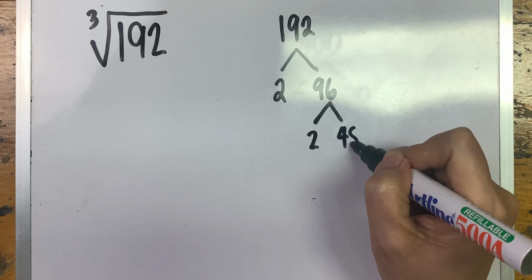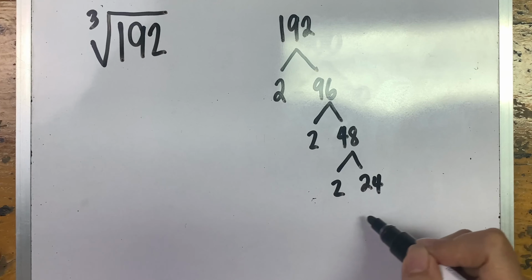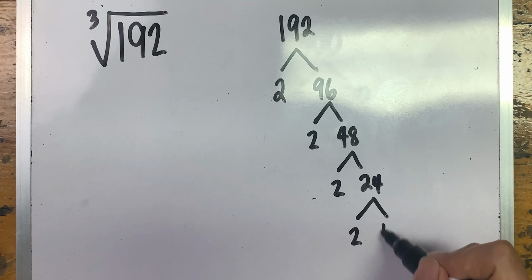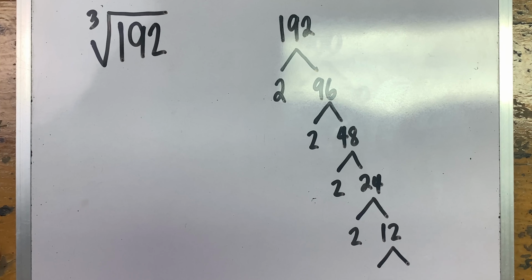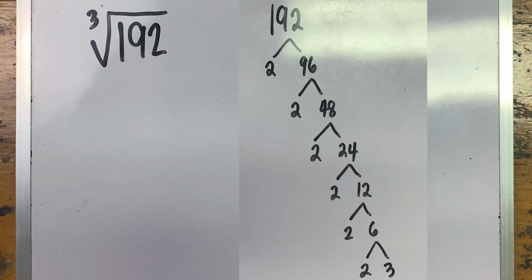Gives us 48. Divide pa rin natin to by 2, gives us 24. Divide by 2 gives us 12. Divide this by 2 gives us 2 and 6. And then divide this by 2 will give us 2 and 3.